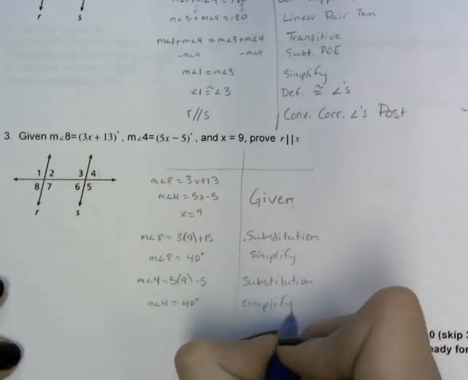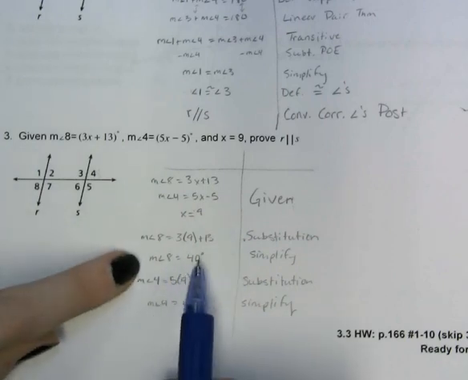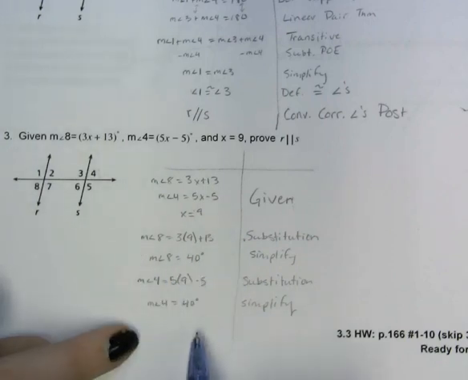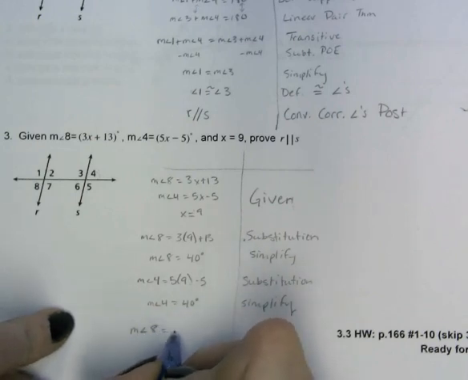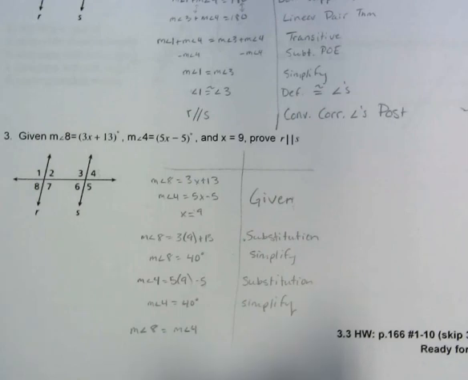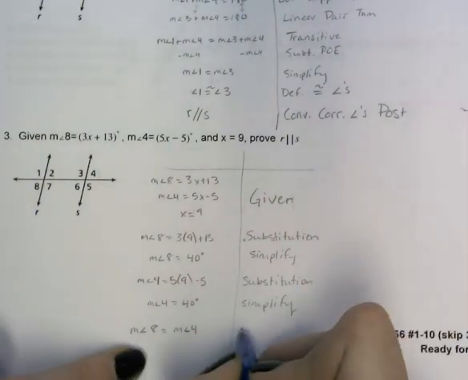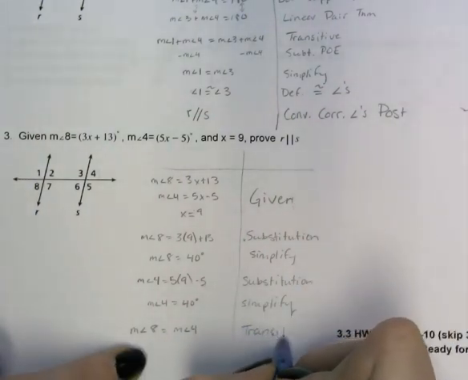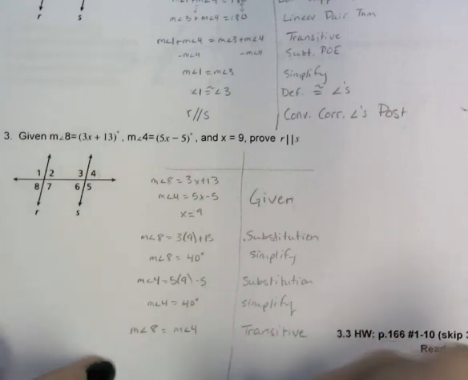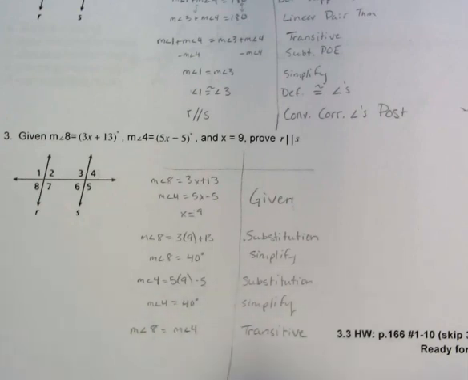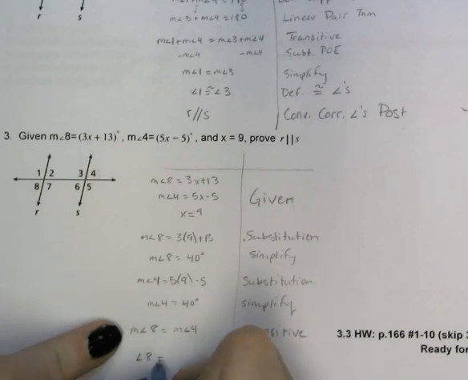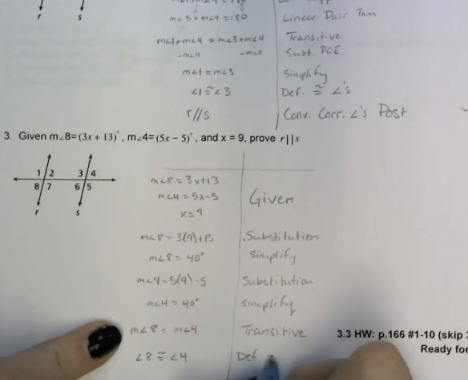So if measure of angle 8 equals 40 and measure of angle 4 equals 40, then I can say that the measure of angle 8 equals the measure of angle 4, right? If they both equal 40, then they're equal to each other. So that's, again, that transitive property, those three components. Okay, so now, again, I want to go from using equals to congruent to be able to show that those lines are parallel. So if their measurements are equal, then they are congruent by the definition of congruent.